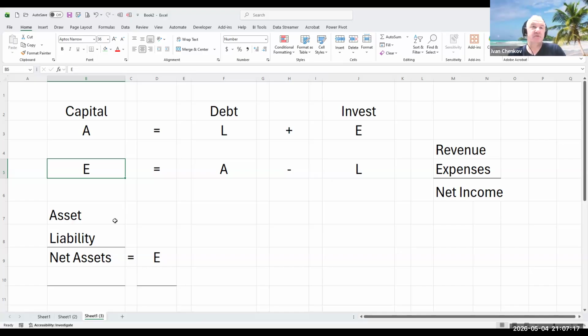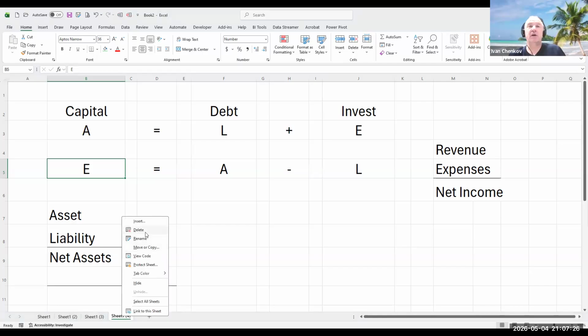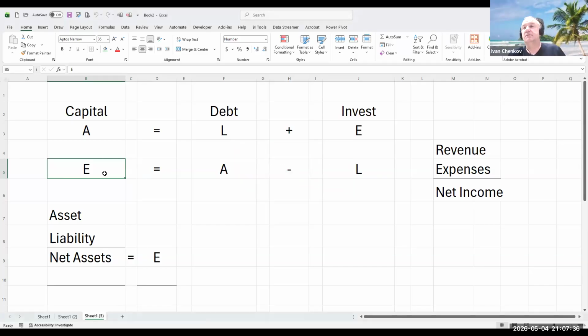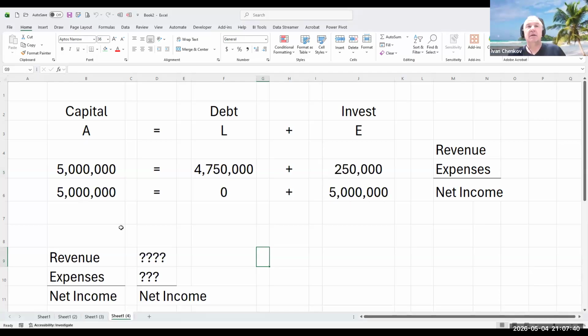What do you think? Is it possible for equity to be zero? Yes, absolutely. If you only have debt, and with all the assets you're covering your debt, obviously your equity is zero. Let's take another example here.